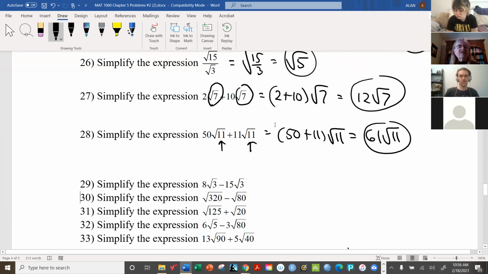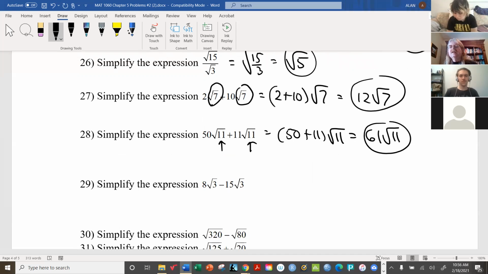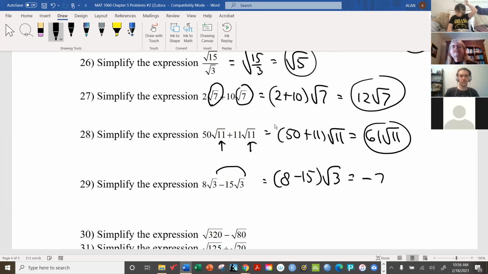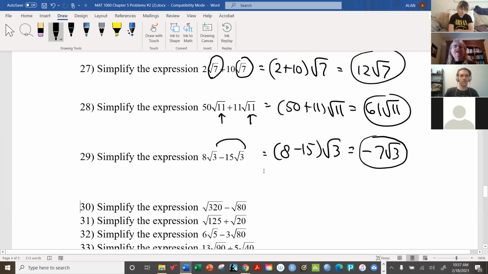Now, this one is a subtraction, but of course, it follows the same rules as addition. You can only do this because these are the same radicals. You've got 8 minus 15 times radical 3, or minus 7 radical 3.